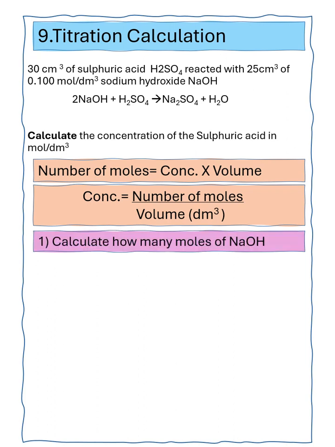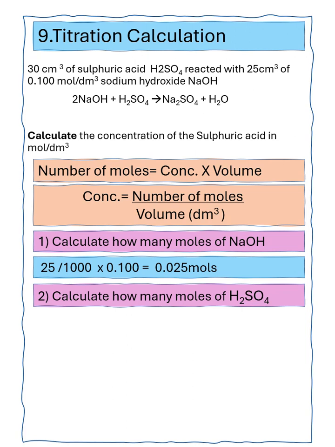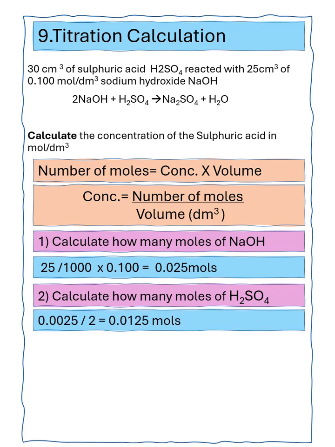So we're told volume and concentration, so we're going to use the equation number of moles equals concentration times volume. Our volume, though, needs to be in decimeters cubed, so we need to divide that by 1,000. That tells us the number of moles of sodium hydroxide. We can use that to work out how many moles of sulfuric acid we've got. Looking at the equation, we've got 2 moles of sodium hydroxide for 1 mole of sulfuric acid. So we need half the amount of sulfuric acid. So we've got 0.0125 moles of sulfuric acid.